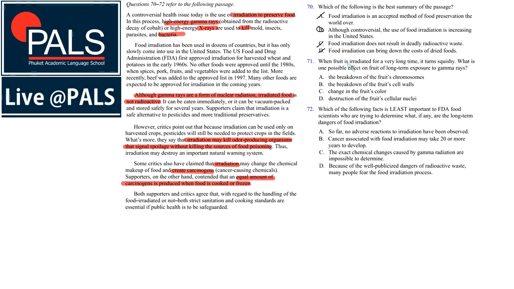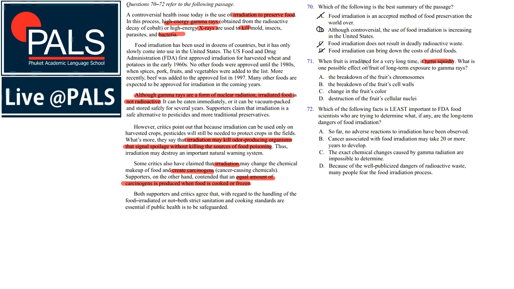So 71, when fruit is irradiated for a very long time, it turns squishy. What is one possible effect on fruit of long-term exposure to gamma rays? The breakdown of the fruit's chromosomes, the breakdown of the fruit's cell walls, change in the fruit's color, destruction of the fruit's cellular nuclei. So we get a very important piece of information here. When it's irradiated for a long time, it turns squishy, which means its stability is somehow affected.